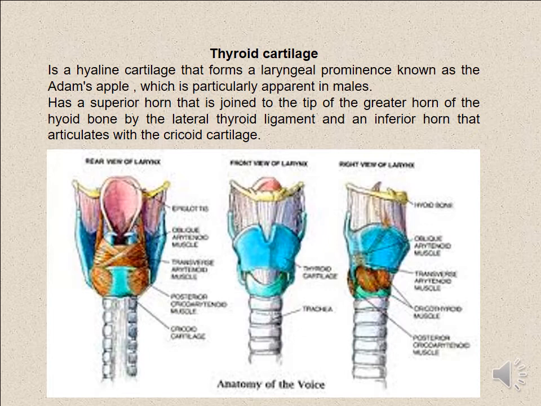Then, it is one of the laryngeal cartilages and prominent like Adam's apple in male, where we have two horns superiorly and two horns inferiorly, the greater horn and lesser horn. We have the greater horn of the hyoid bone and with the cricoid cartilage.